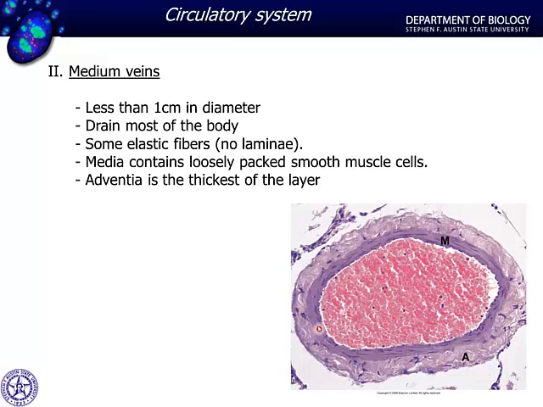You can see our smooth muscle layers of the media, but then as you look at the adventitia, for these medium-sized veins, the adventitia is going to be the thickest of our layers and will help us identify these as medium veins.